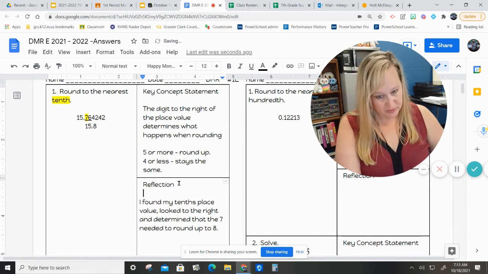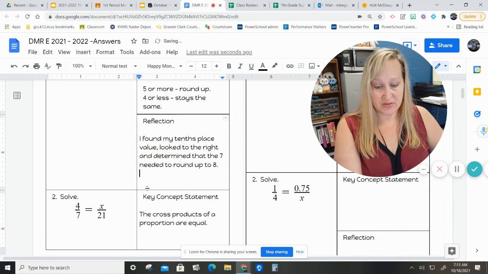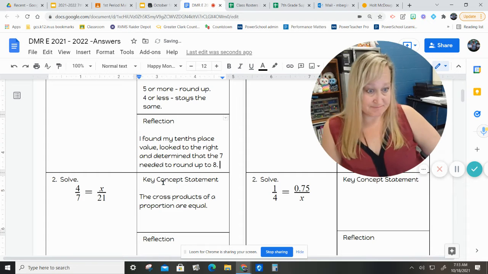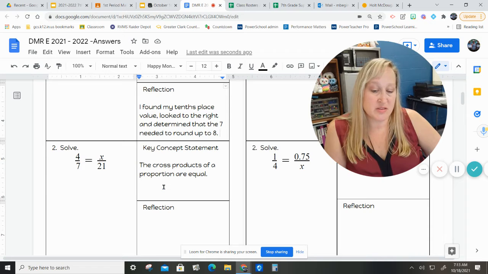Do you have to use my reflection? Again, the answer to that question is no. Do you have to have a reflection? The answer to that question is yes. Right now, the key concept for this: the cross products of a proportion are equal. I usually have been calling that cross multiplication.